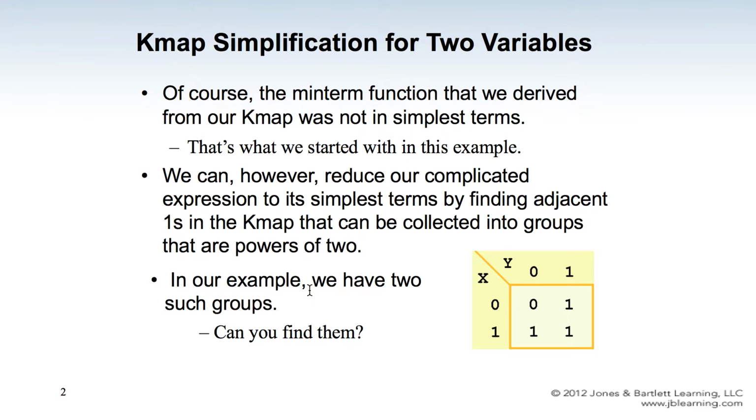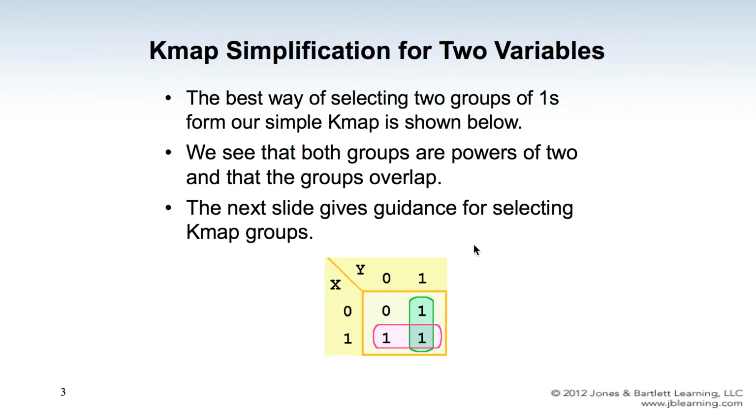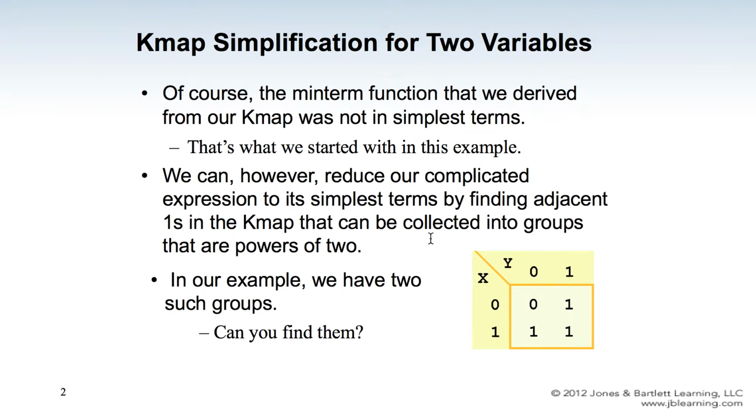So in our example, we have 2 such groups. Coming back to the example of f(x, y, z) equal to x plus y, as we discussed before in the previous lecture, the function can be represented in the Kmap in this form. With the condition of finding adjacent ones, and the number of ones in the group being a power of 2, you can see that we have 2 such groups in this Kmap. Can you find them? I'll give you a few seconds to identify the groups.